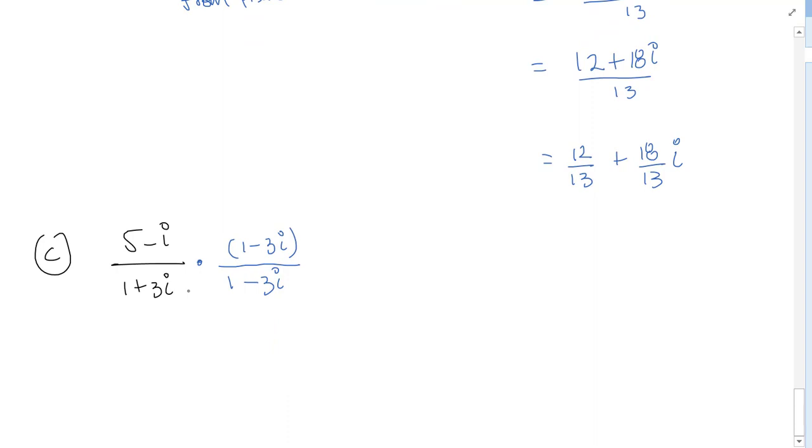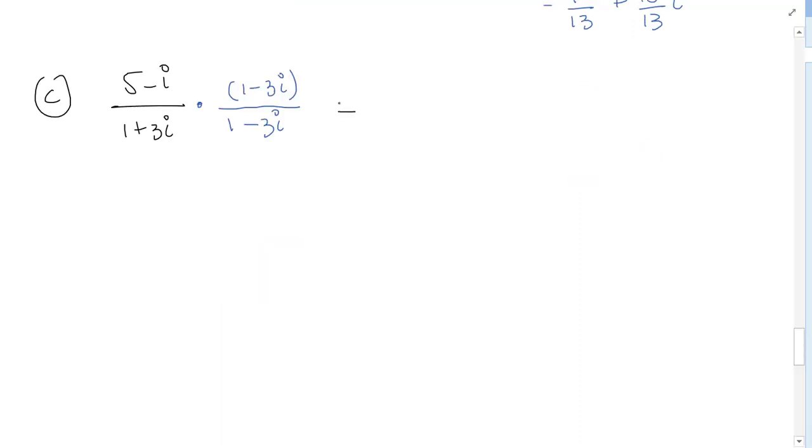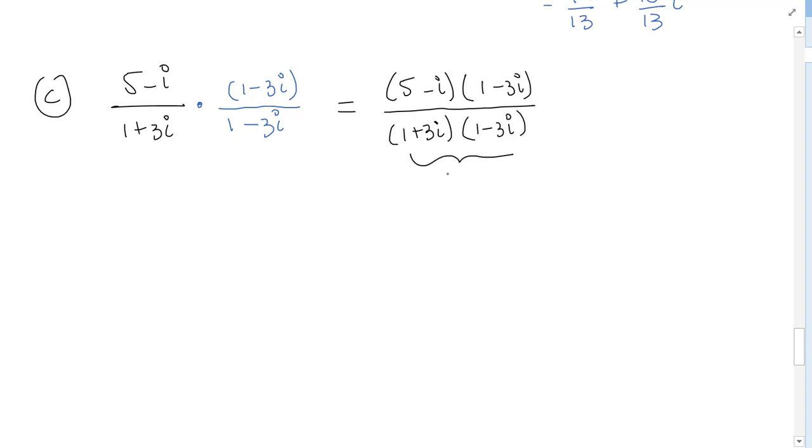This one requires us to do a little more work because we need to multiply the whole denominator and the whole numerator. So what we're going to have is in the numerator (5 - i) times (1 - 3i), divided by (1 + 3i) times (1 - 3i). And here we should get a real number, no i's. So let's start with the numerator.